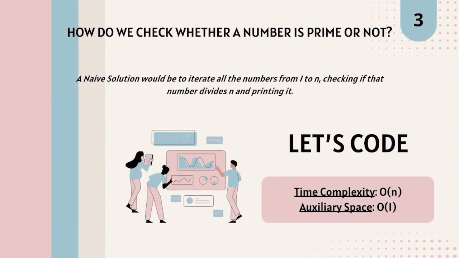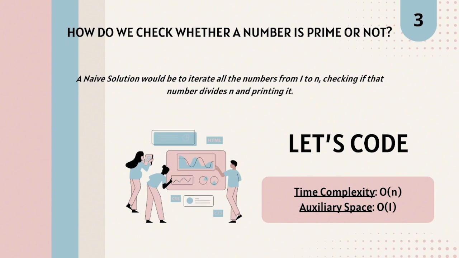Next. How do we check whether a number is prime or not, whether it has divisors or not? A prime number will have only two divisors, that is, 1 and the number itself. So how do we find the divisors of a certain number? A naive solution will be to iterate over all the numbers from 1 to n, check whether a number divides n, and print it.